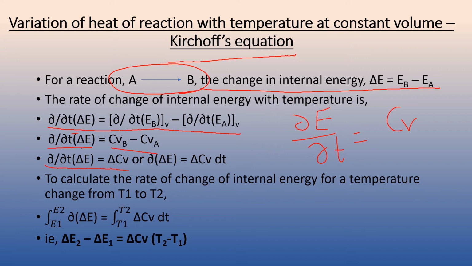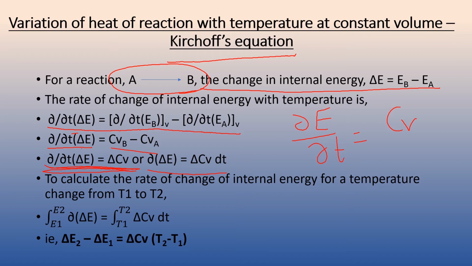So this is the expression, and to calculate the net change in internal energy, let's integrate this expression between the limits E1 to E2 and T1 to T2. Before integrating, let's rearrange this equation. ∂/∂T of ΔE equals ΔCv can be rearranged as ∂ΔE equals ΔCv dT. Now we integrate: integral E1 to E2 of ∂ΔE equals integral T1 to T2 of ΔCv dT. So we can write E2 minus E1, that is ΔE2 minus ΔE1.